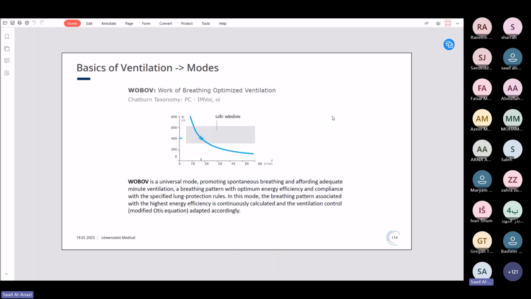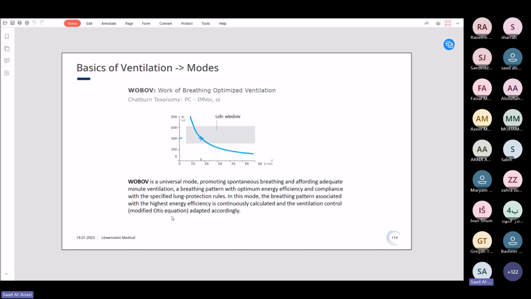We also have a unique ventilator mode, which is the work of breathing mode, work of breathing optimized ventilation. This is a great universal mode, promoting spontaneous breathing and affording adequate minute ventilation. So this is the safe zone for the minute ventilation based on the volume and the frequency. It will give you the target minute ventilation. How we calculate the minute ventilation depends on the modified Otis equation. So this one is the smart algorithm.